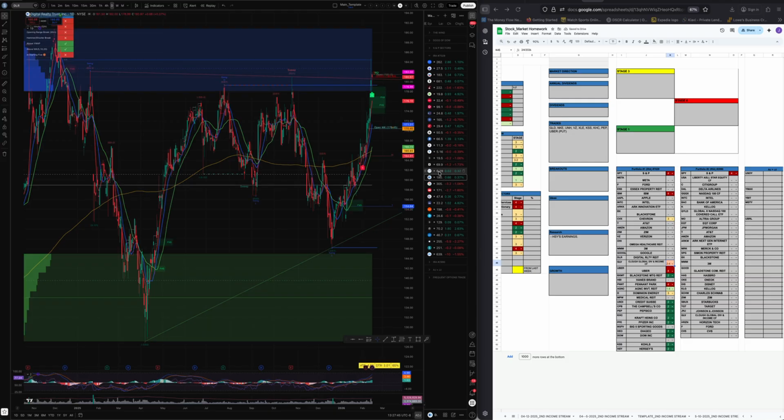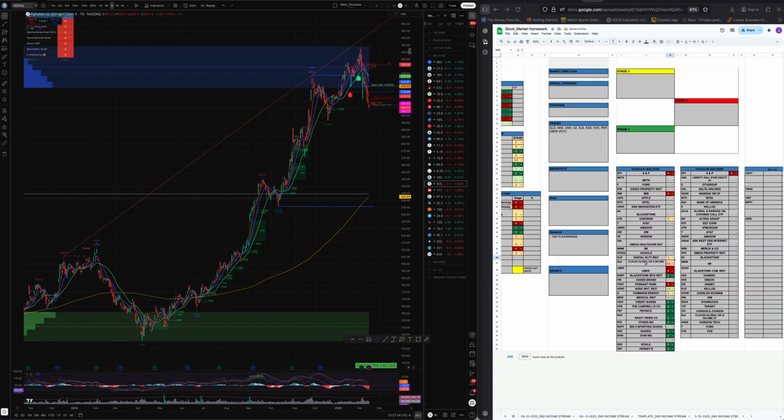Digital Realty Trust, boom, tapped, come down. What's that? 77.3. Google, Google down two. Breaks this, can tap that too. 295. I'm gonna see. Four.